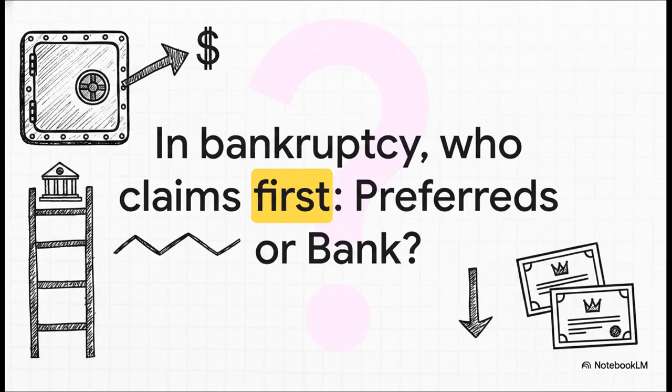Scenario 3. Bankruptcy. Who gets paid first out of the remaining assets? A, the prestigious holders of the 5.25% Class A preferred shares, or B, the bank? Listen to me, the bank always eats first. The word preferred here is a giant red herring. Yes, preferred shareholders absolutely rank ahead of common stock. That's why they get the title preferred, but they still stand strictly behind senior creditors and bondholders in the capital structure. The answer is B.